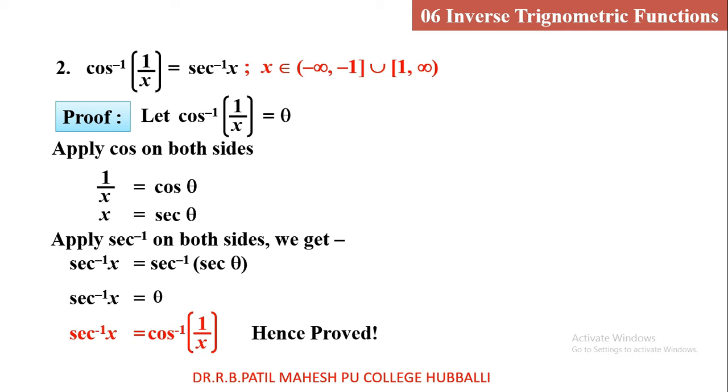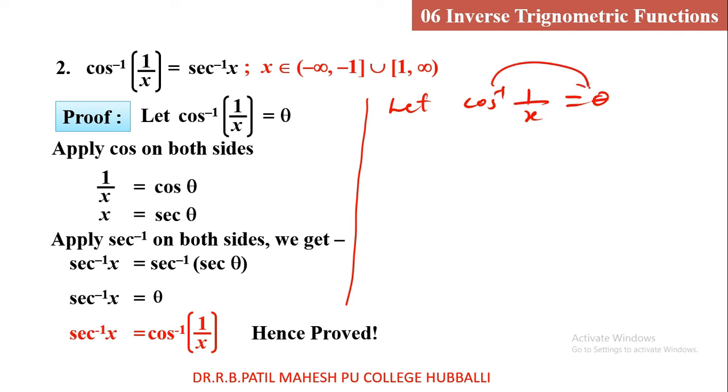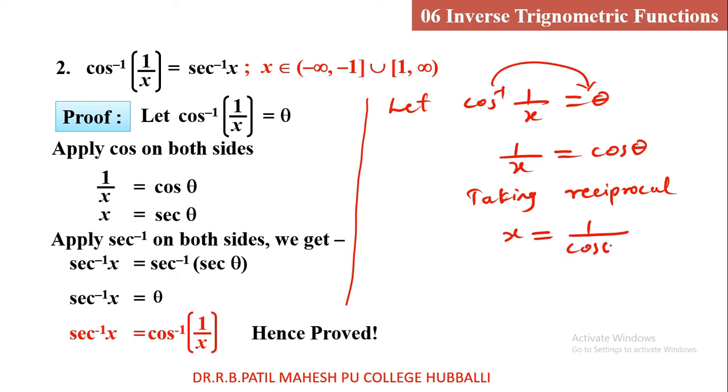If you have not followed this one, you can prefer this method. That is, cos inverse of 1 by x is equal to theta. What I actually have to do, like previously, is take cos to the right side. So 1 by x is equal to cos theta. Then taking reciprocal on both sides, as I proved previously, 1 by x reciprocal is x, cos theta reciprocal is 1 upon cos theta. From trigonometry, 1 upon cos theta is sec theta.